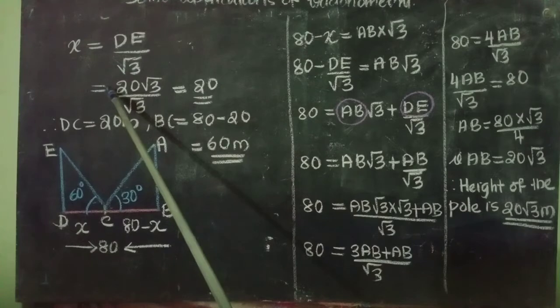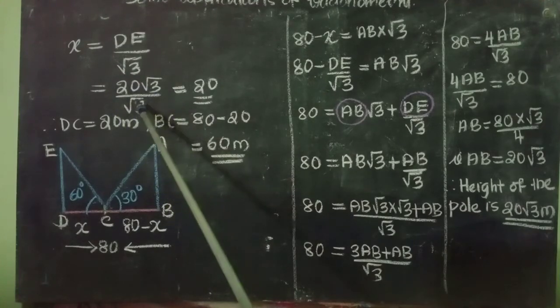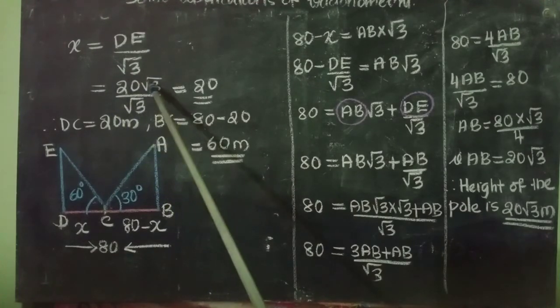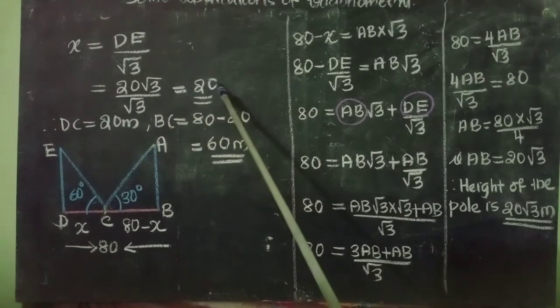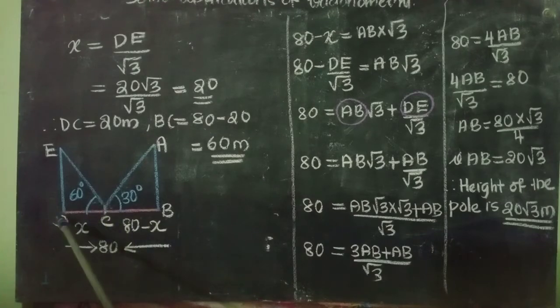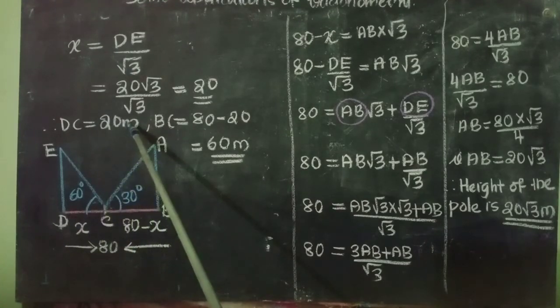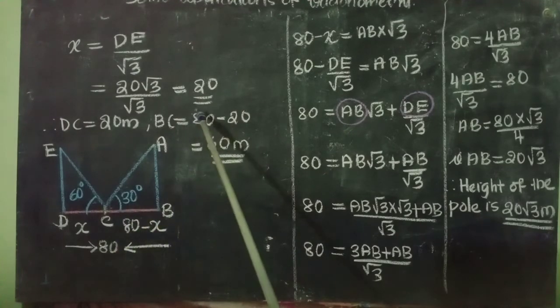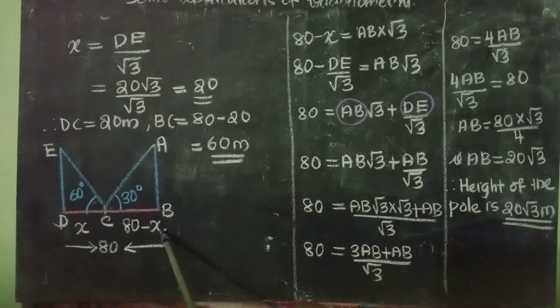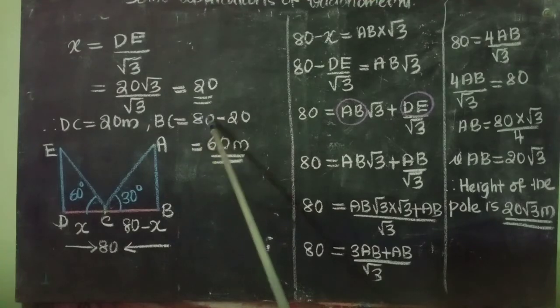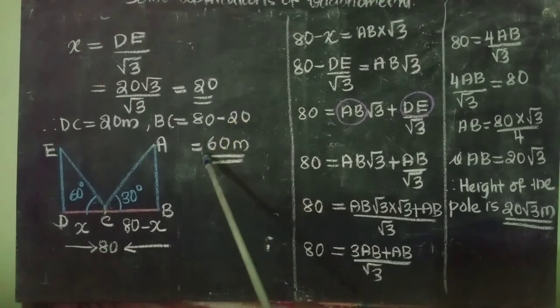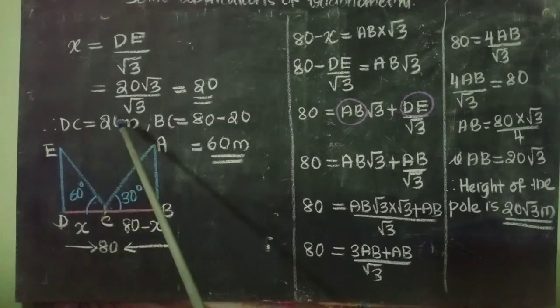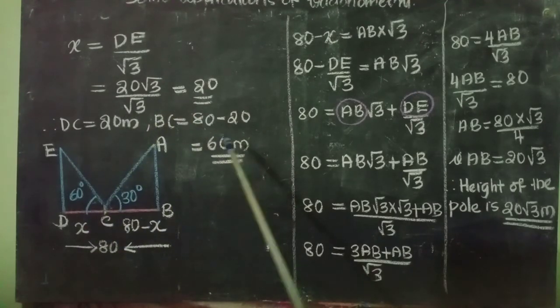So x equal to 20 root 3 divided by root 3. Root 3 and root 3 we can cancel and we get x equal to 20. So we can conclude DC equal to 20 meter. Then BC. BC equal to 80 minus x. That is equal to 80 minus 20 equal to 60 meter. Therefore the distances are 20 meter and 60 meter.